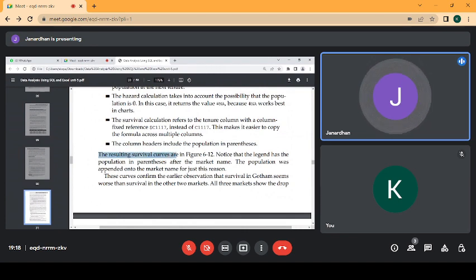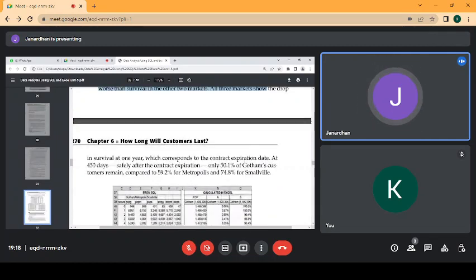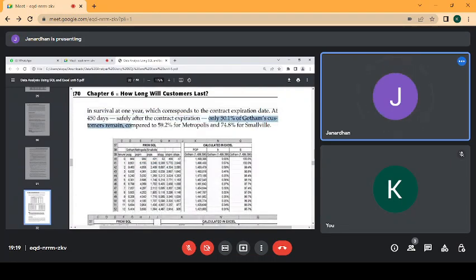The resulting survival curves are in the figure. Notice that the legend has the population in parentheses after the market name. The population was appended to the market name for just this reason. These curves confirm the earlier observation that survival in Gotham seems worse than survival in the other two markets. All three markets show a drop in survival at 1 year, which corresponds to the contract expiration date. At 450 days, safely after the contract expiration, only 50.1% of Gotham's customers remain, compared to 59% for Metropolis and Smallville.